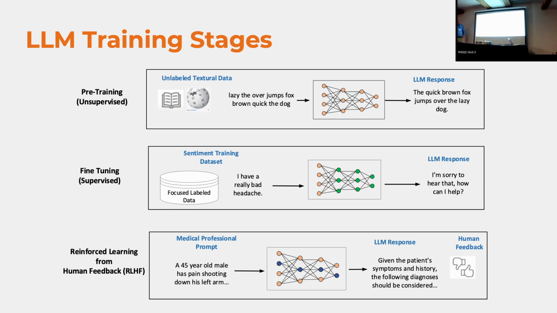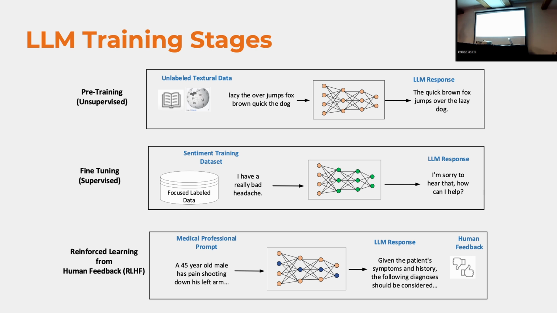A good source is Wikipedia, a great source of good information, a massive amount of information. Books, scientific journals, all that are just pulled into this thing. And so, as you can see, "lazy the over-jump fox, brown, quick the dog" makes no sense in the training, but as it pulls in all this information, it can begin to say, "the quick brown fox jumps over the lazy dog," right? A very common phrase, and it's probably all over the internet, so it could pick that out.